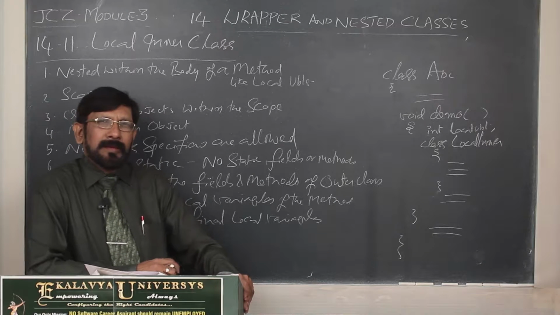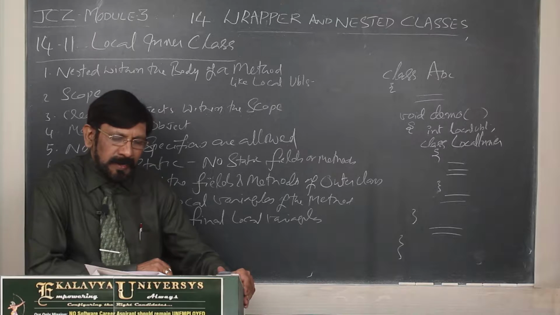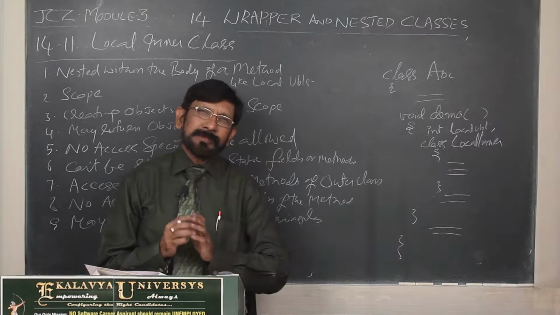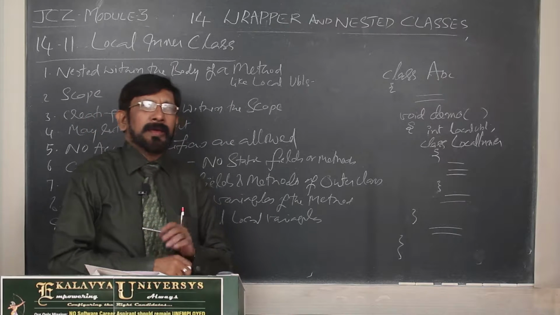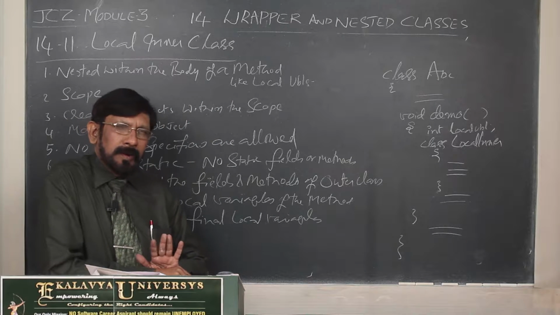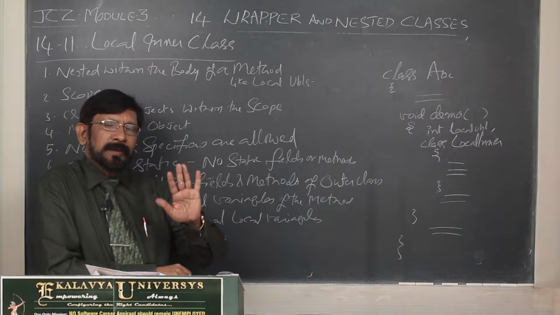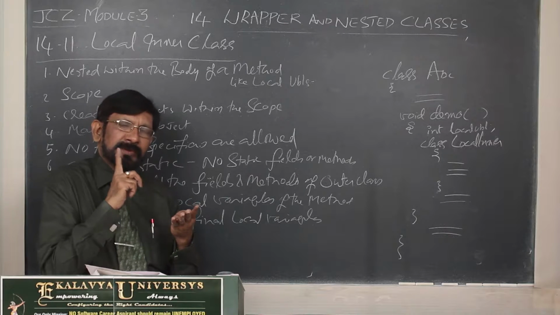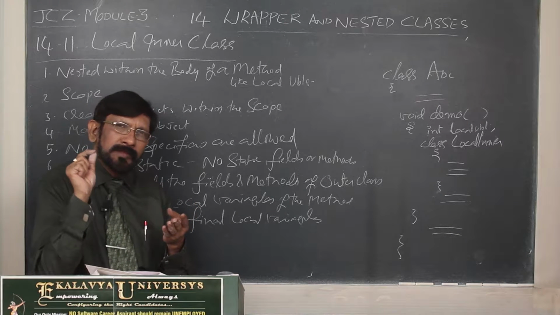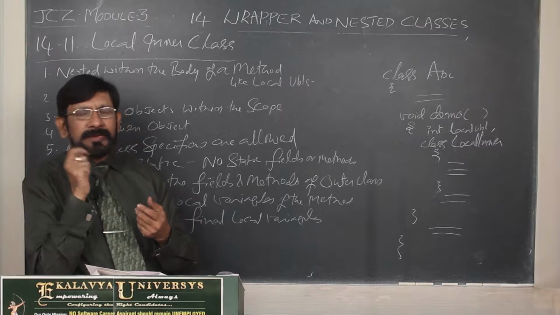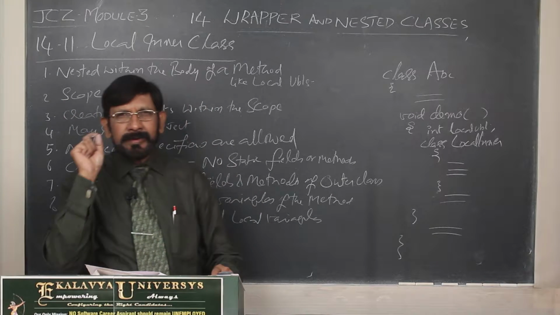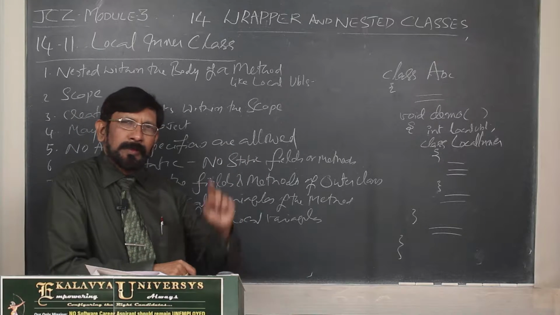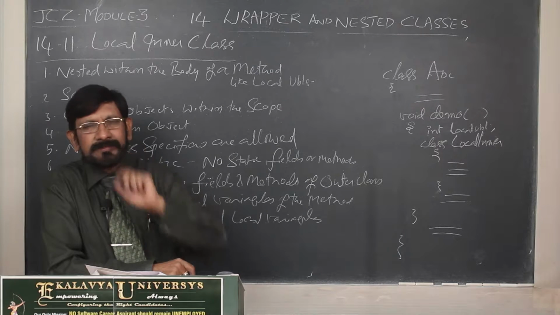Hello friends, now let us take up the concept number 11, local inner classes. Already I have explained all the inner classes can be classified into 4 groups. First one is instance inner classes, simply we call them as inner classes. The second one is static inner classes. For the sake of easy identification, we call them as nested classes.